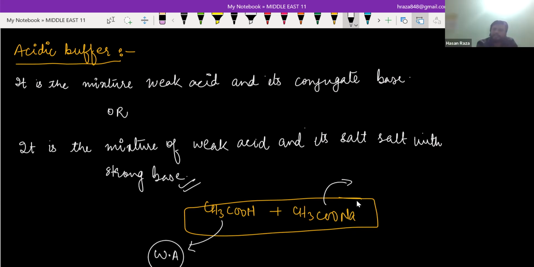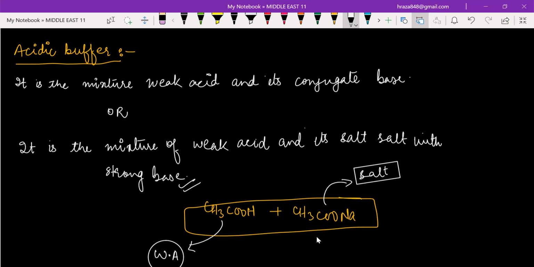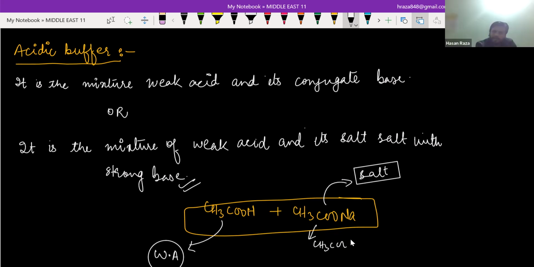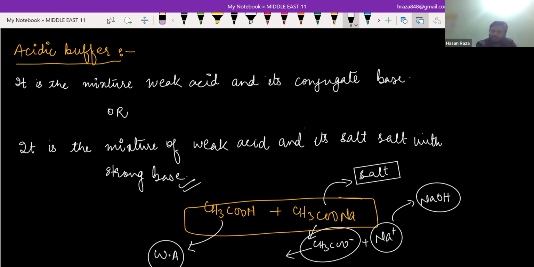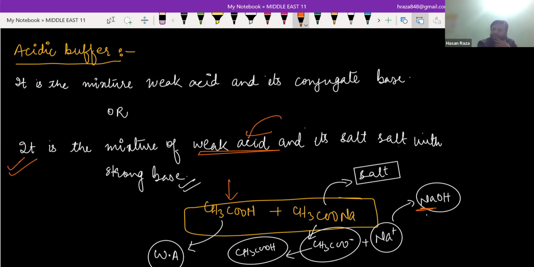Now come to this. This is a salt of carboxylic acid, sodium salt of carboxylic acid. A combination of acid and base gives salt. There are two components: CH3COO minus plus Na plus. Na plus comes from NaOH, which is a strong base, and this part comes from CH3COOH, which is a weak acid. So the second point is clear from this example. It is the mixture of weak acid, CH3COOH, and its salt with a strong base, NaOH. So this mixture is a buffer solution, and specifically an acidic buffer. Is that clear?